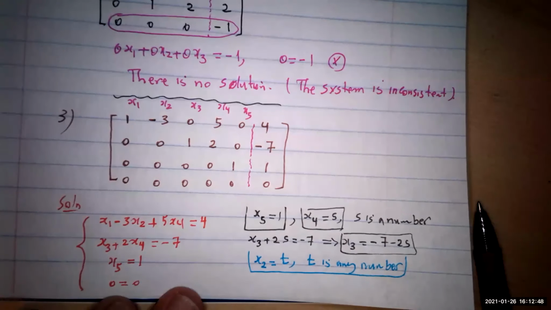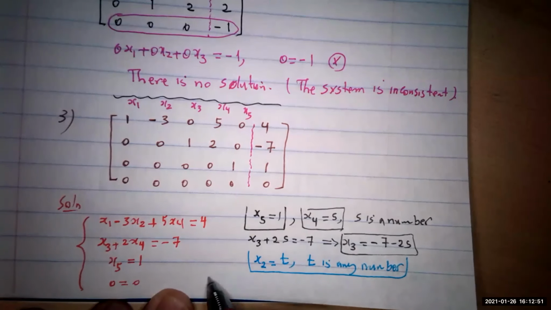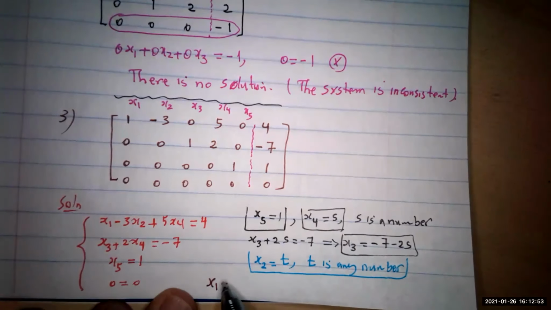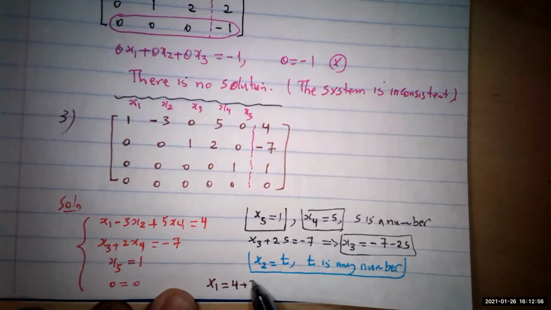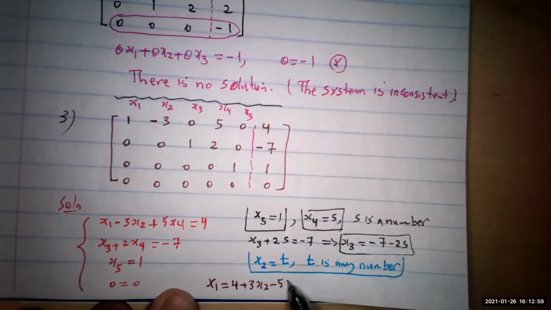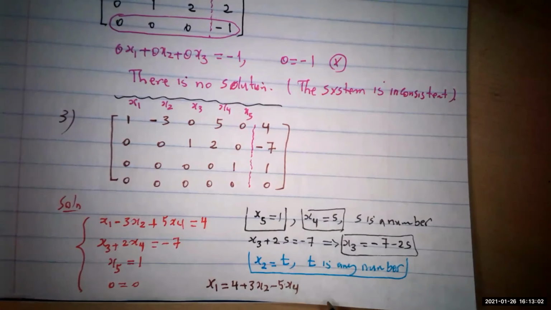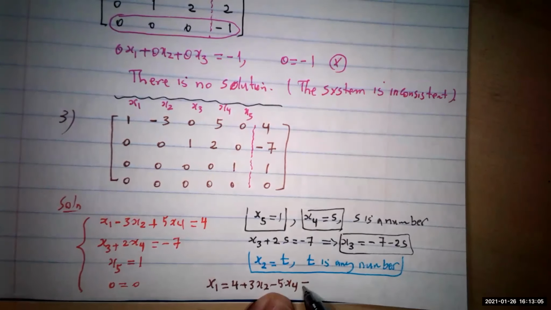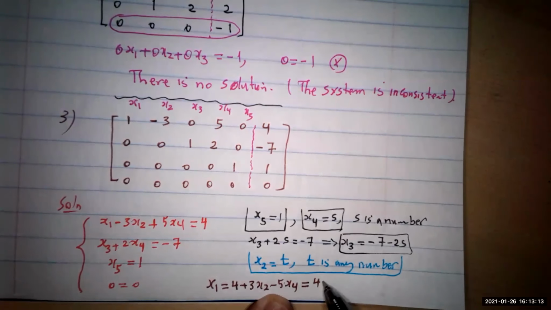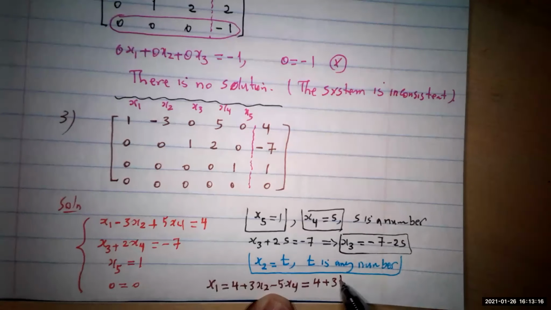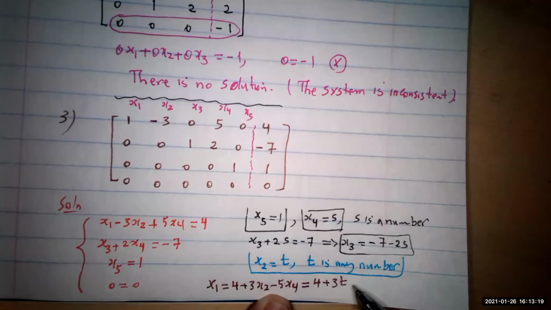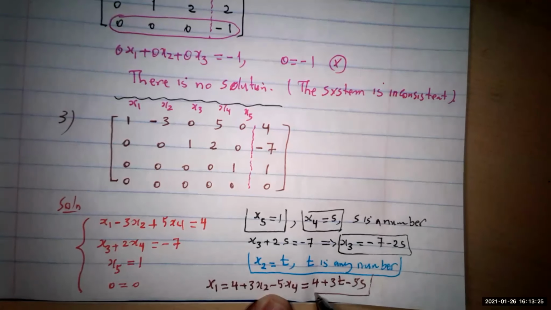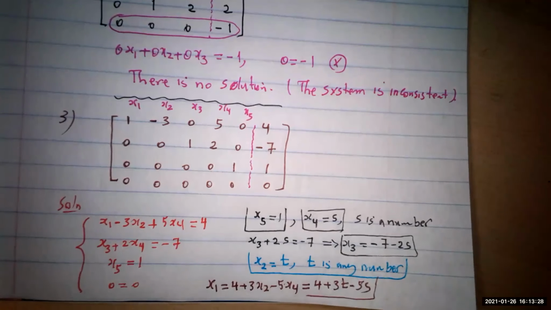So what's going to be my x1? x1 is equal to 4 plus 3x2 minus 5x4. Now, if you substitute, what do you have? This is a 4, this is 4 plus 3x2. x2 is t, so 3t, minus 5x4, which is 5s. So in this case, this is going to be the solution of the system.